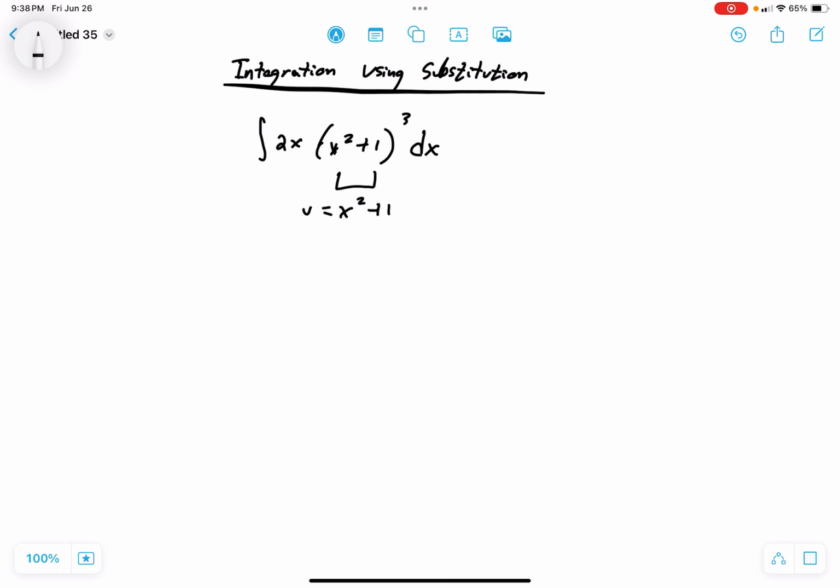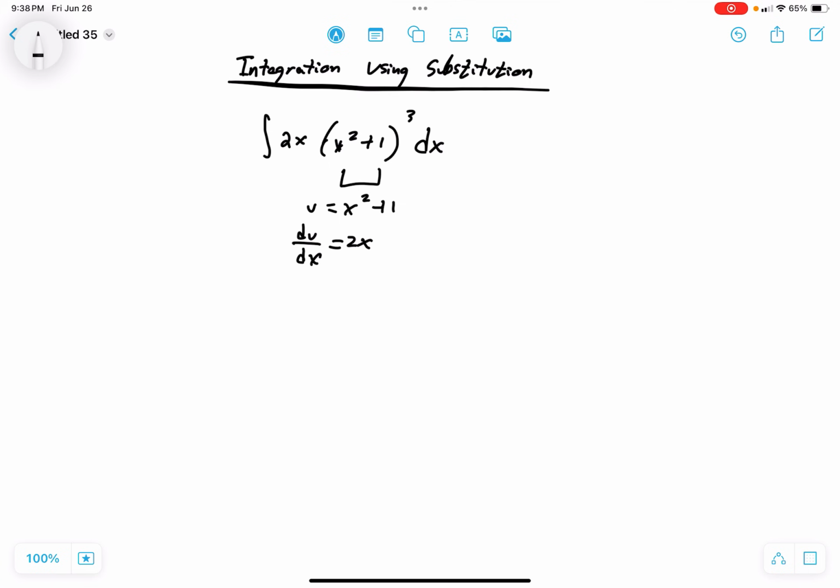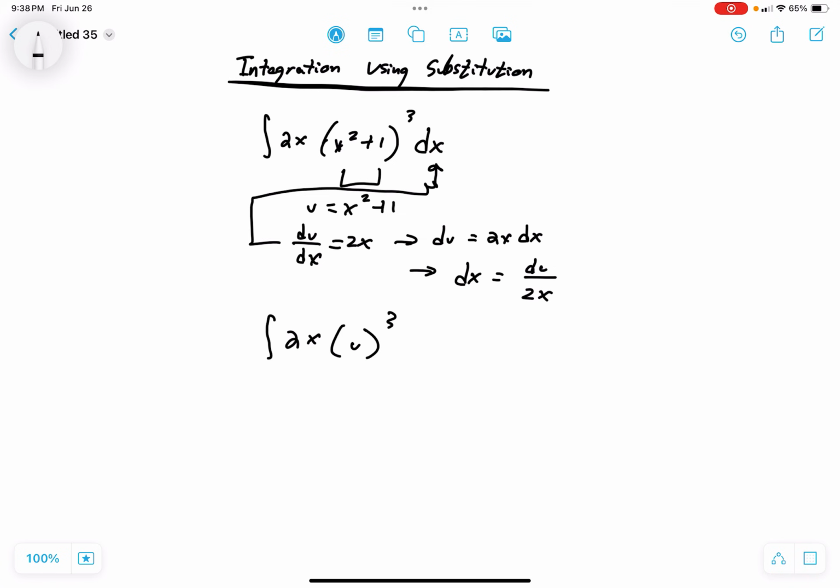Then I'm going to differentiate U with respect to x to get du dx equals 2x. And I am doing this because eventually what I want to do is solve for dx so I can replace my dx term and make it in terms of du. So when I solve for dx, I'll just move it over to get du equals 2x dx. And then this results in dx equals du over 2x. So now I have the integral of 2x, and this is really u cubed, because x squared plus 1 is u cubed, du over 2x.